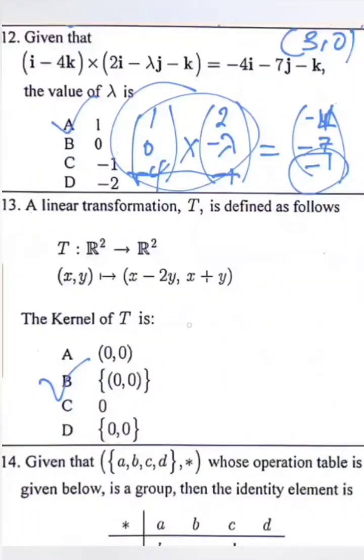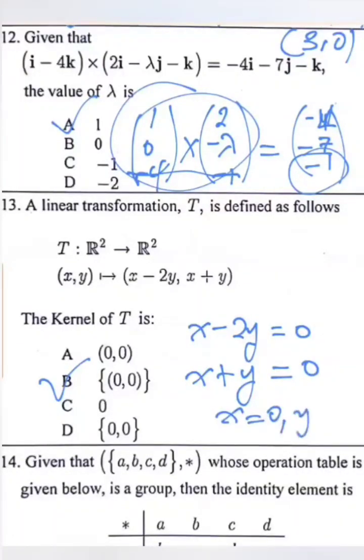But to do the calculation, I have to look for the set of ordered pairs (x, y) such that x minus 2y equals 0 and x plus y as well equals 0. When you solve this system, you can only have x equals 0, y equals 0. And so the only element in the set of ordered pairs that can give you the null vector under this transformation is (0, 0). And so, as I already explained, it must be put in set brackets because the kernel of a transformation is a set. That is why it has to be put in set brackets.